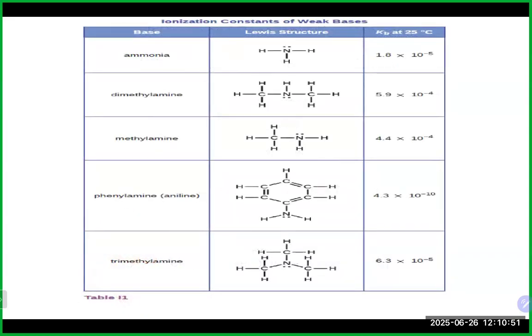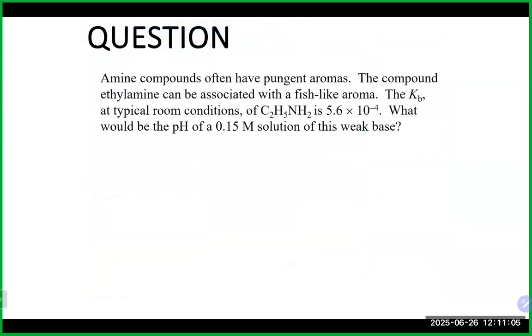Here's a table similar to ones you have in your book of some weak bases. As I mentioned before, a lot of weak bases will have nitrogen in them. Not all of them, but a lot of them will definitely have nitrogen floating around in there somewhere. So why don't you give this a try? An amine compound has a bad smell. The Kb is 5.6 times 10 to the minus 4 for this one here, C2H5NH2. What would be the pH if you had a 0.15 molar solution of it? So take a few moments there, calculate the pH in this case.